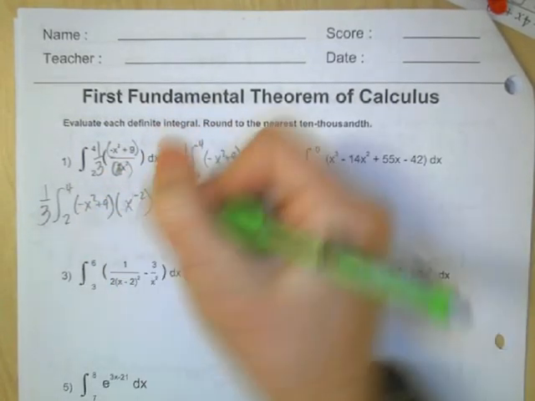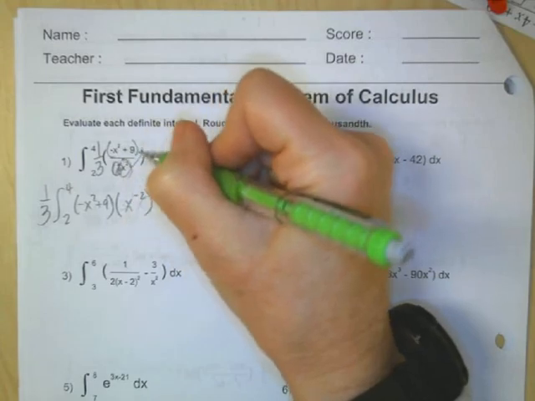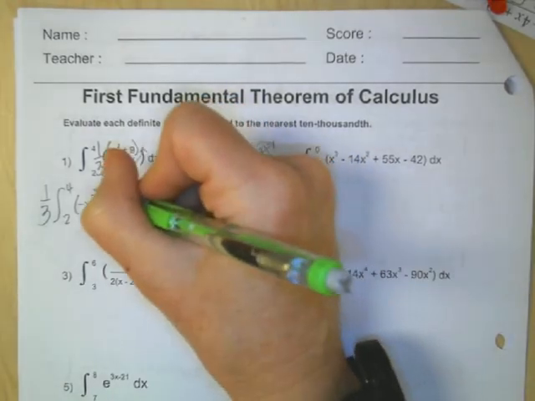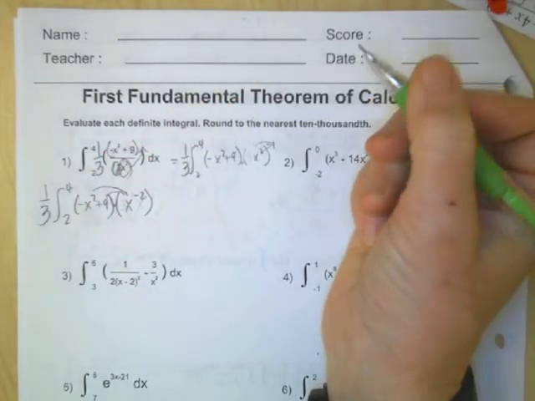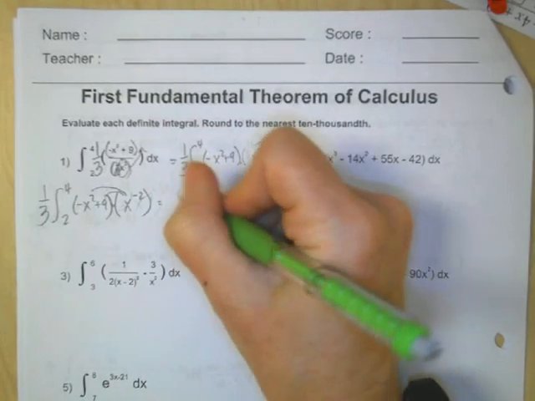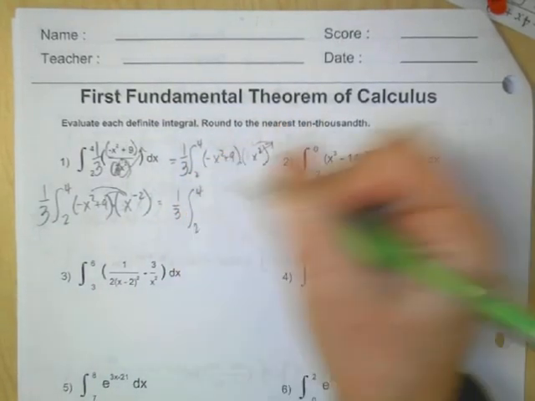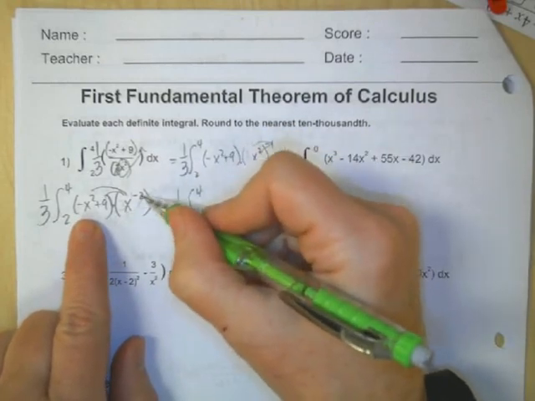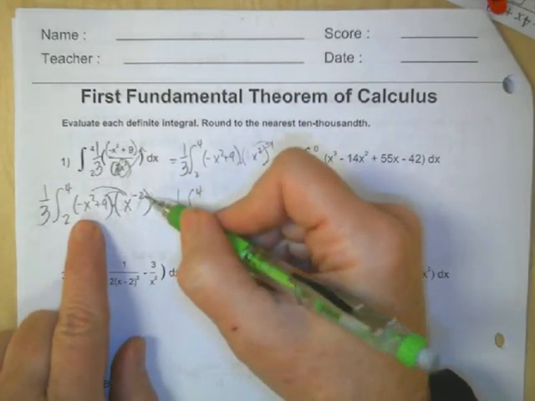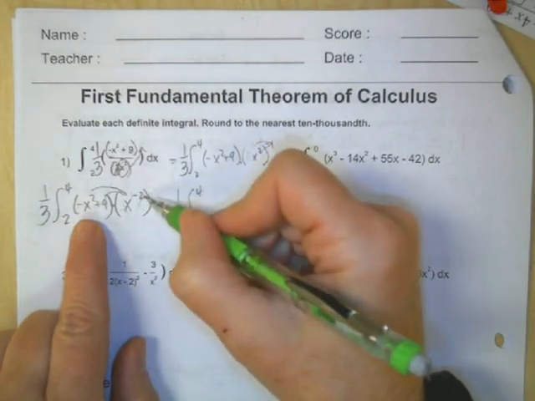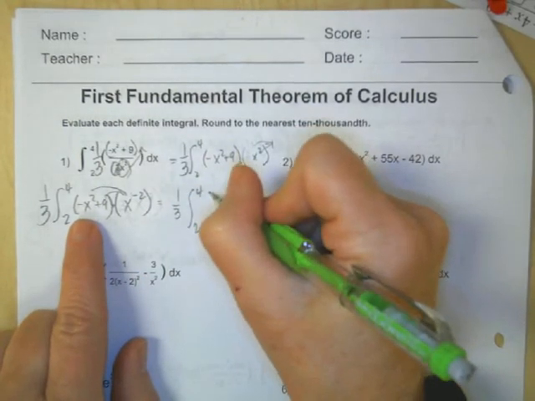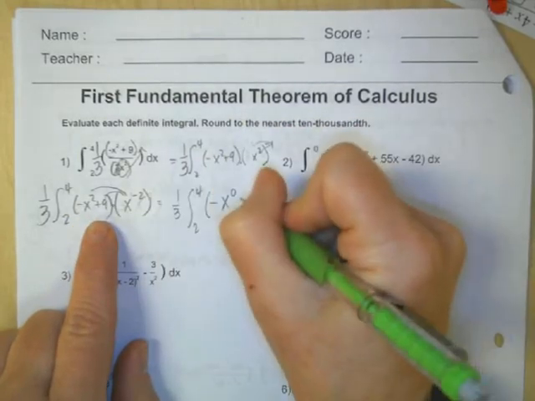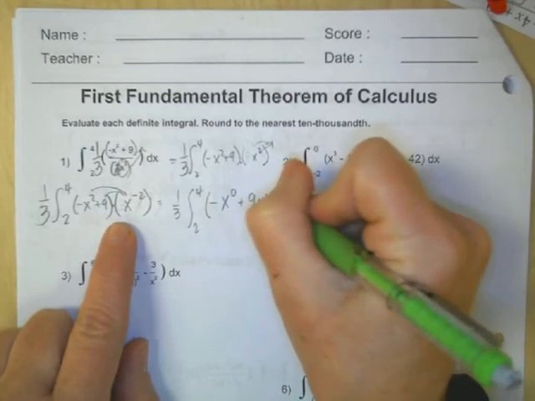So all I've had to do then is move my x squared up to the top, x to the negative 2. Now I can distribute this because it's multiplication, and I'm distributing across addition, so I'm allowed to do that. So I still have my 1/3, still going from 2 to 4, and I'm going to have negative x squared times x to the negative 2. So I'm going to add the exponents. 2 plus negative 2 is 0, so I have negative x to the 0, and then I have plus 9 times x to the negative 2.